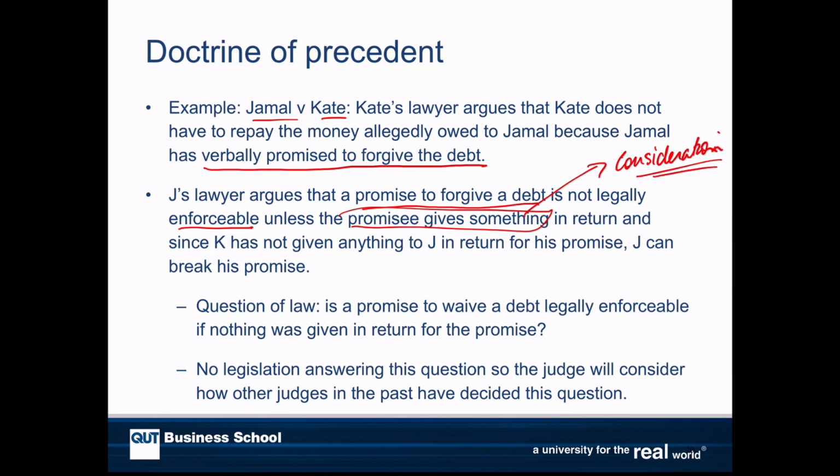That if you're going to have a bargain under contract, there must be an exchange of something. And so what Jamal's lawyer is arguing is that Kate has not given anything to Jamal in return for his promise. And because it's just a promise, not a contract, Jamal can break that promise.